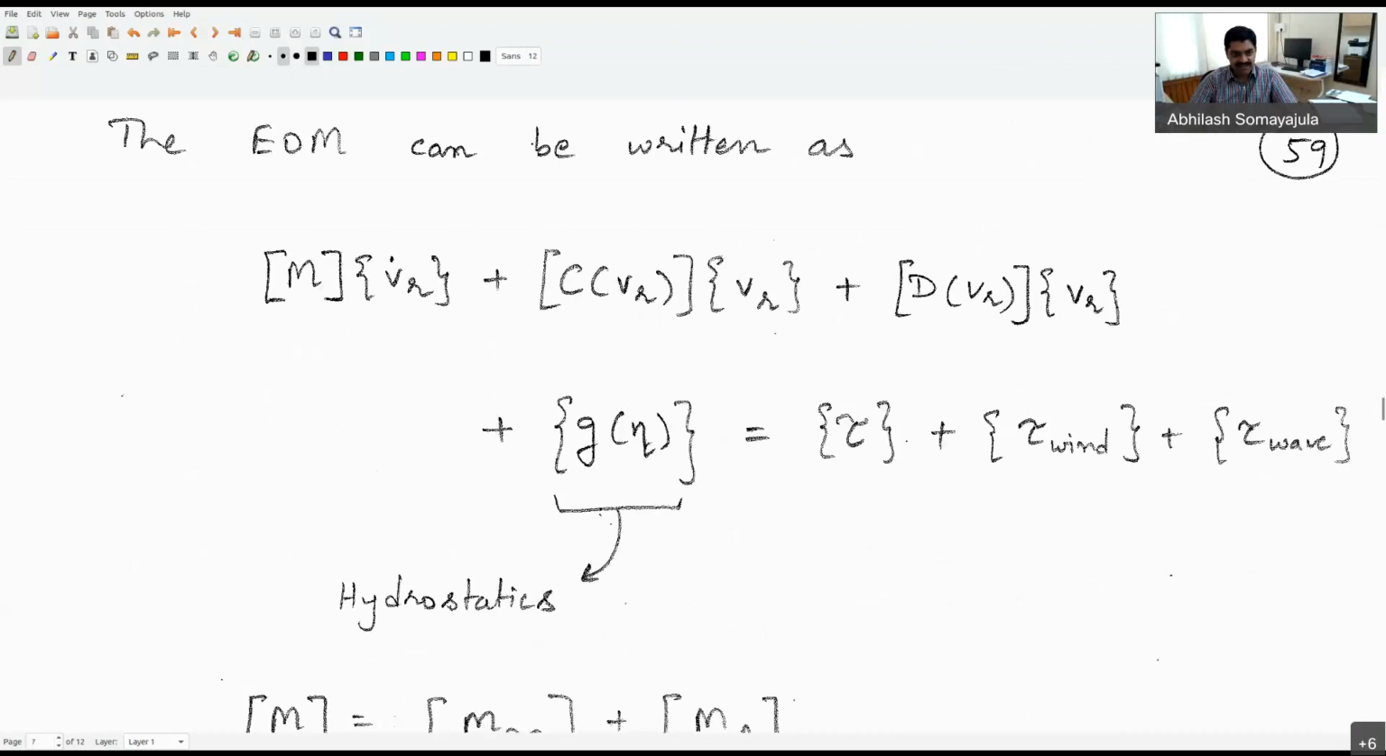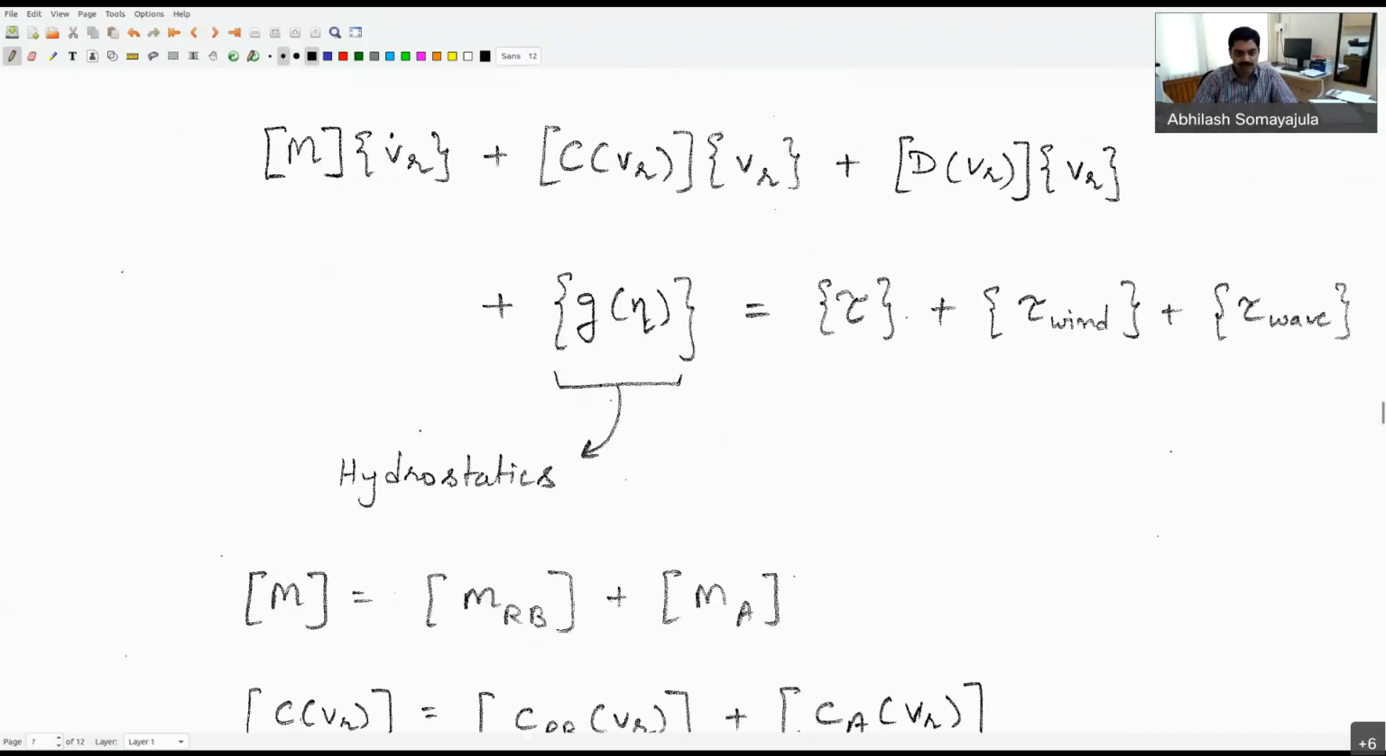So we looked at the idea that the total equations of motion can be written in this format, where we now have included the effect of ocean currents and we have combined the two mass matrices. So this M matrix now is a sum of the M_RB matrix and the M_A matrix. So we are taking the rigid body mass matrix and the added mass matrix and adding them up to call it the M matrix. Similarly, we can do the combination also for the Coriolis matrix.